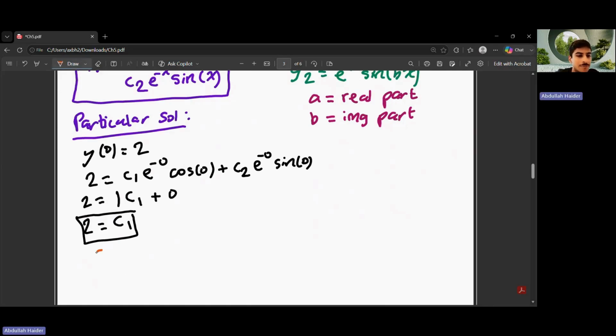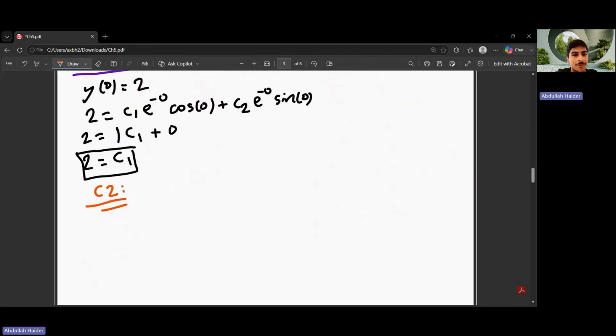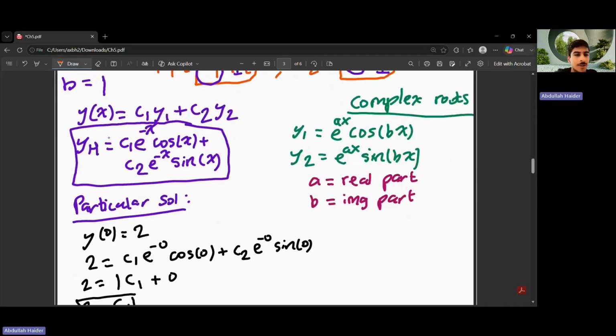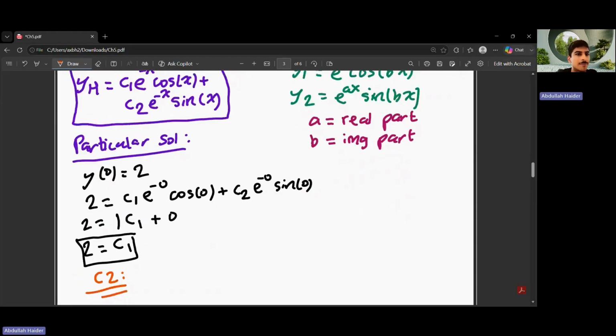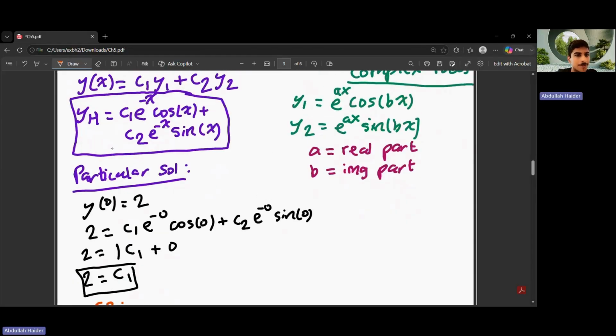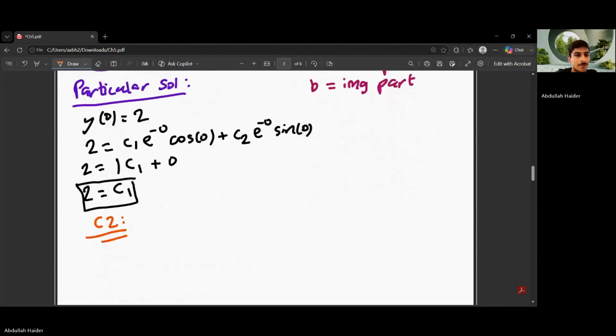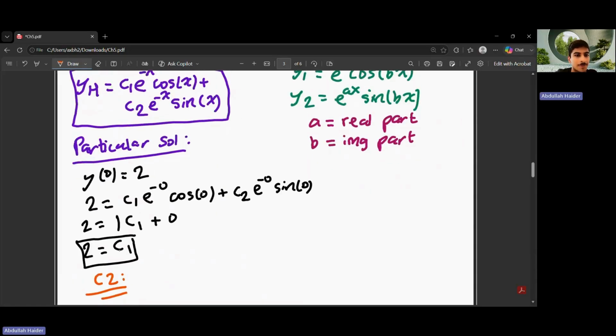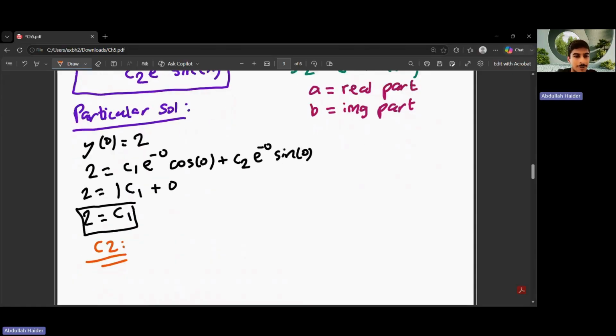If you want to find C2, you take the derivative of the homogeneous solution. It's much easier to find C2 using the derivative of the homogeneous solution. So what I'll do is, first write the homogeneous solution.